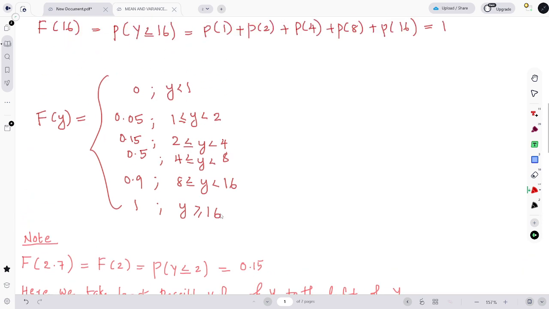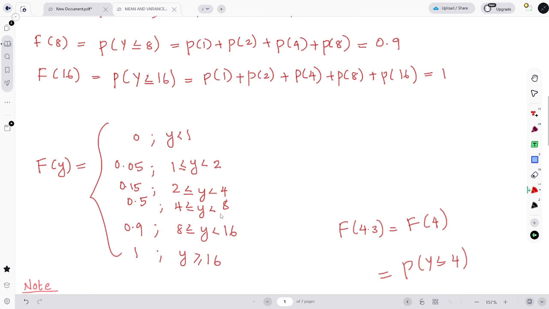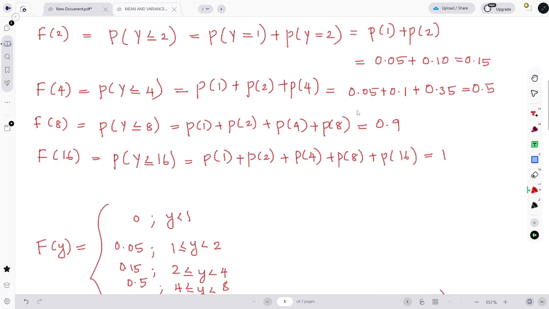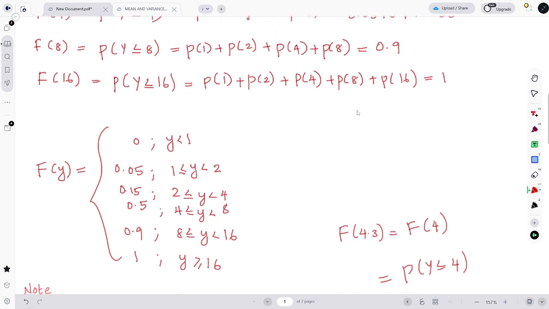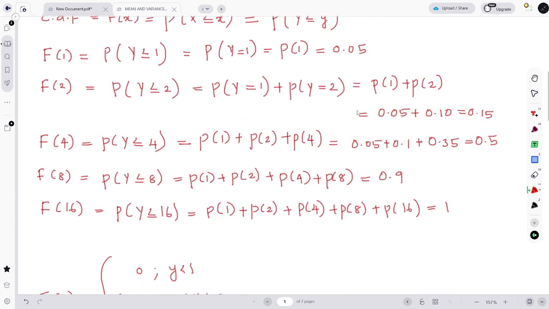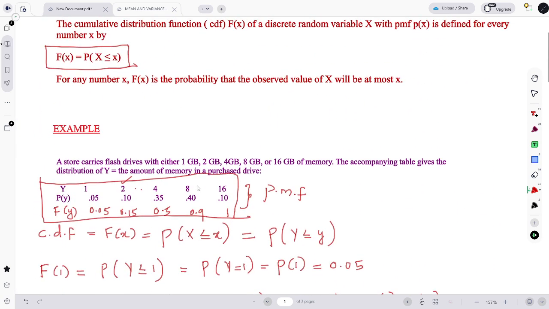Consider another example, F of 4.3. How do we find it? F of 4, that is P of y less than or equal to 4. What is P of y less than or equal to 4? That is 0.5. Why do we take F of 4 in the case of 4.3? This is 4 and 4.3 will be in this region. So the immediate left of 4.3 is 4.